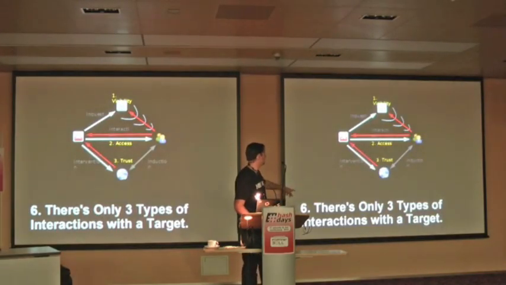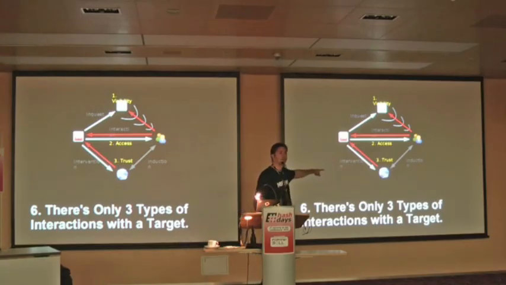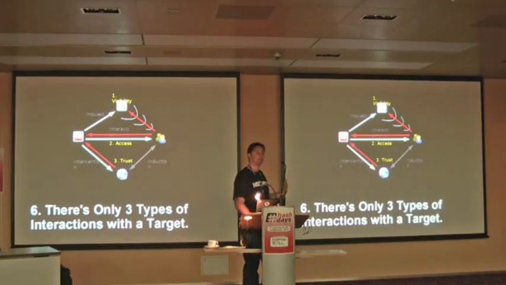Okay, there's only 3 types of interactions with a target. Visibility, access, and trust. I talked about before, only 2 ways to steal something, access and trust. But the 3 types of interactions, there's one more. There's visibility. That doesn't actually help them take anything. And that's exposure. That's somebody having opportunity.